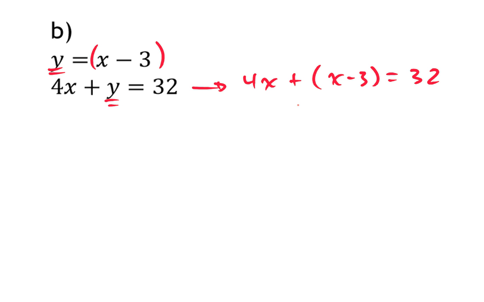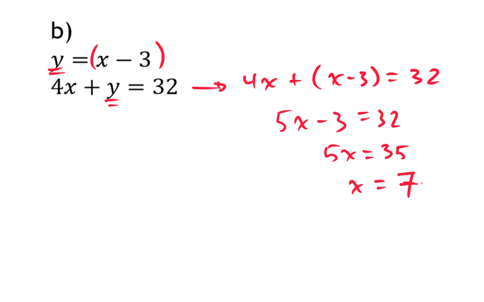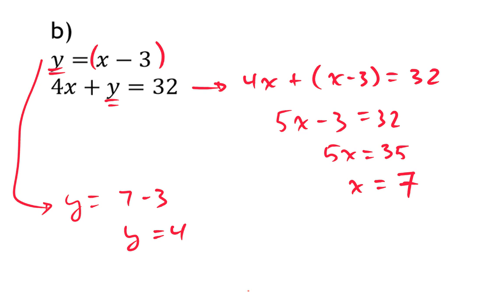So distribute in, get rid of the parentheses. I have 5x minus 3 equals 32. Therefore, 5x equals 35, and x equals 7. Now that I know that x is 7, I'm just going to quickly take that into the first equation, which tells me that y should look like an x minus a 3, so y is the number 4. So my next answer is x is 7, y is 4.